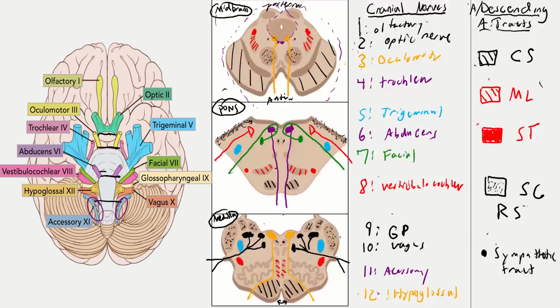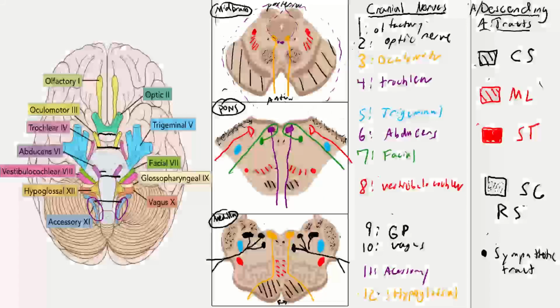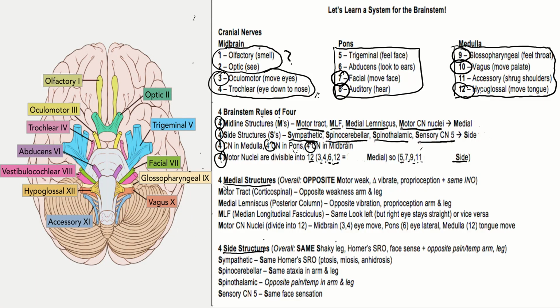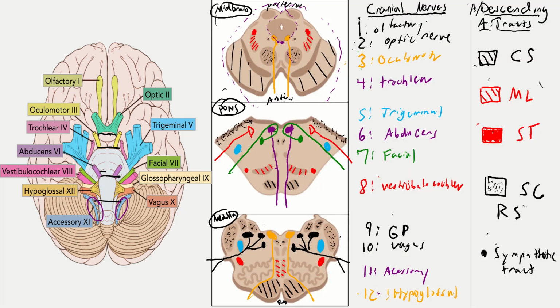Honestly, I'm not going to remember later on in your career. You're probably going to remember where every single thing is. You might need this for your lab practical, but you can still remember the brainstem rules of 4. And if you know this, if you learn this, if you understand it, you can localize a brain lesion without knowing exactly where they are visually.